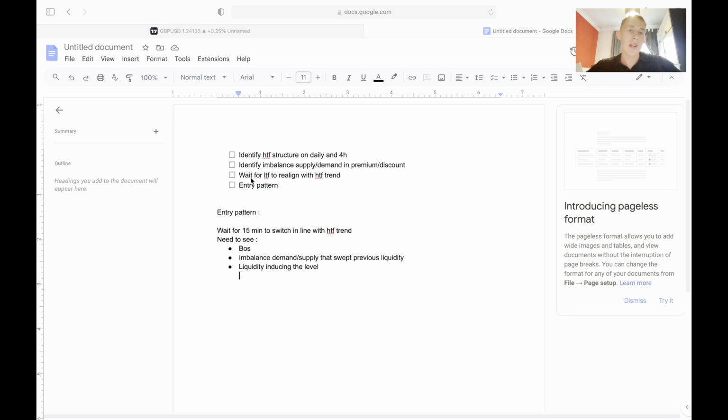We're going to wait for the lower time frame, and in this case, particularly the 15-minute, to realign with the higher time frame trend. So imagine price is bullish on the higher time frame. On the 15-minute, when the higher time frame is doing a pullback, that will be a 15-minute downtrend. So what we want to see is when price comes into our area of interest, we want to see the 15-minute switch back bullish in line with the higher time frame.